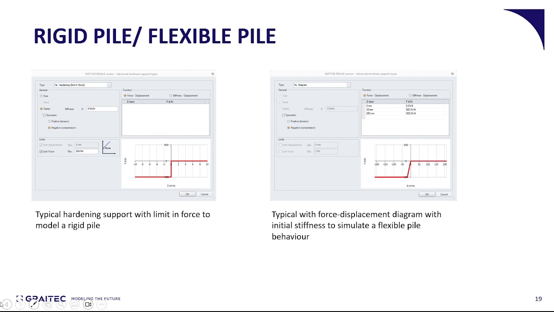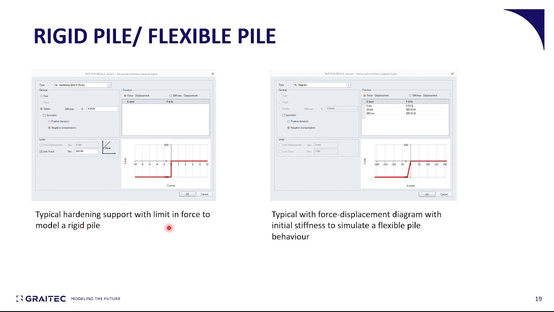The behavior of a flexible pile is quite similar to the rigid pile, with the only difference being the allowance of some deformation before its capacity is reached. The hardening support option that exists within the advanced supports functionality in advanced design can model effectively the behavior both of a rigid pile and a flexible pile.